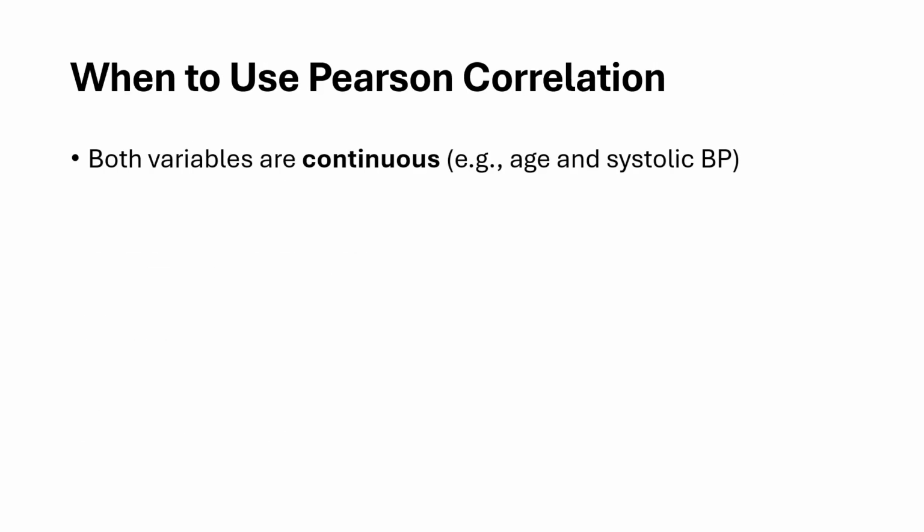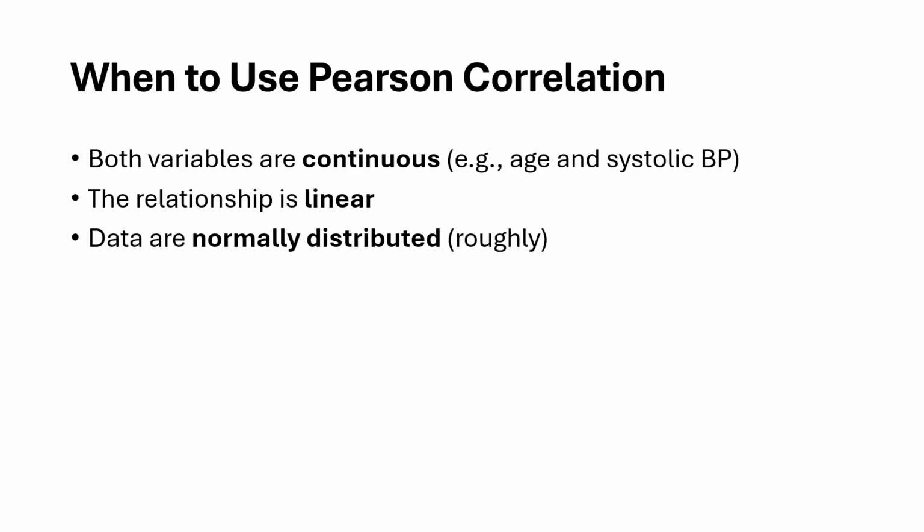You use Pearson correlation when both of your variables are continuous, both your exposure of interest and your outcome of interest. The relationship between the two variables needs to be linear. As we will see in the next slide, a curvilinear relationship cannot be measured through Pearson correlation. The data needs to be normally or roughly normally distributed. And there shouldn't be any major outliers, as we'll see in the next few slides.